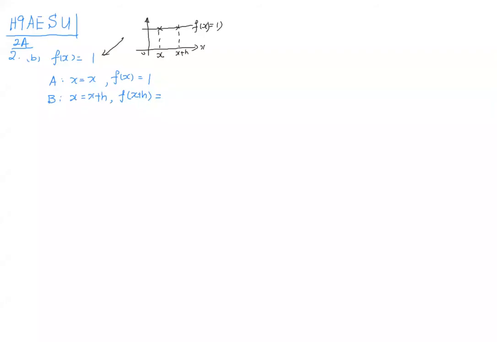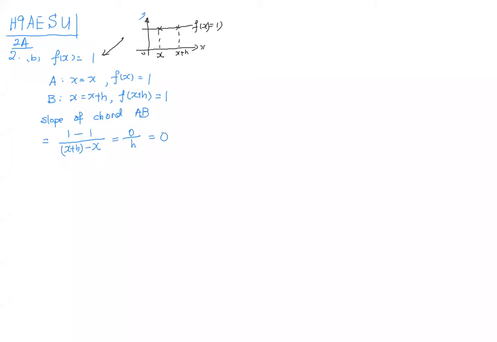Hello? Yes. Okay, so that is how you interpret. So this is equal to 1 as well. All right, so now we find the slope of chord AB. So you follow the steps. So it will be 1 minus 1 divided by x plus h minus x, correct? So it will be 0 over h, which is 0. So when you get 0, you don't worry.